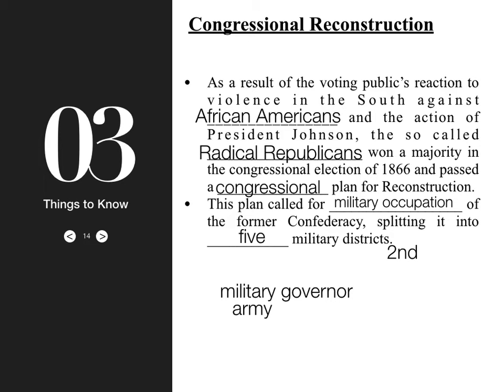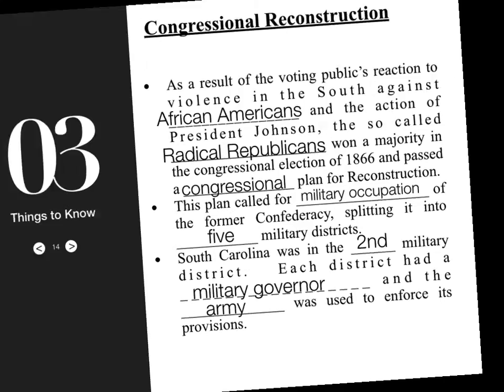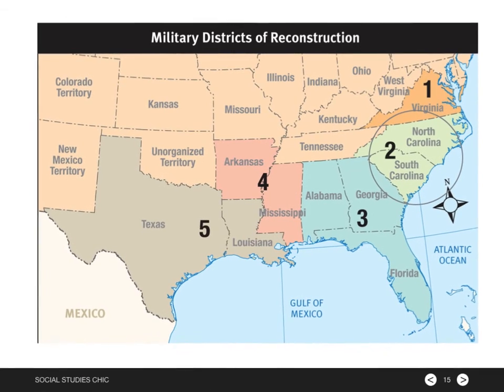This plan called for military occupation of the former Confederacy, splitting it into 5 military districts. South Carolina was in the 2nd military district, and each district had a military governor, and the army was used to enforce its provisions. So now we have the military coming down south to enforce the Reconstruction policies. And up next, we'll see a map of the military districts of Reconstruction. As you can see, South Carolina is listed with North Carolina in District 2.